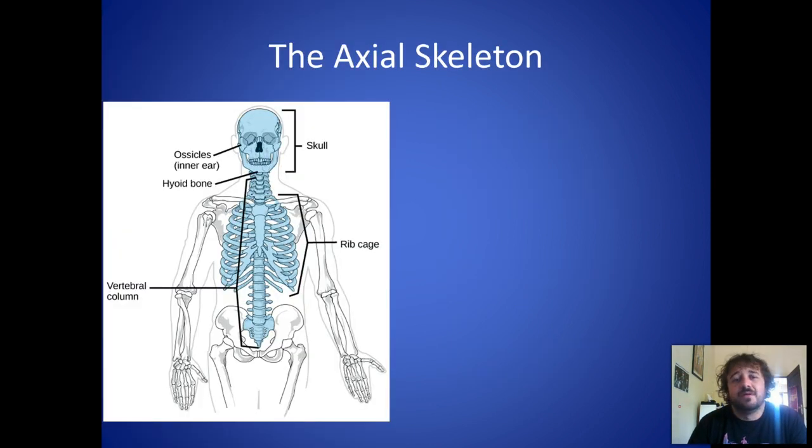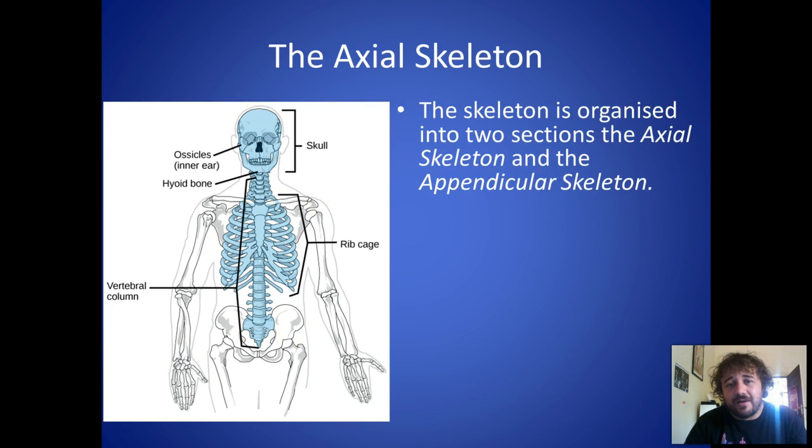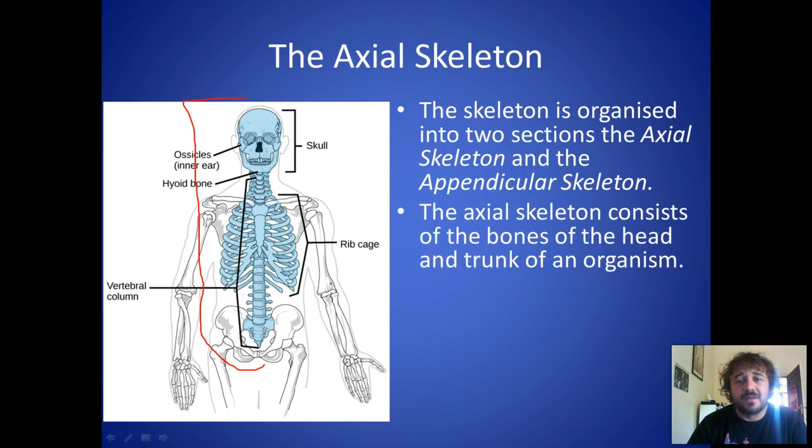So the first of the two organisational components is the axial skeleton, and you can see we've got a diagram of it right here. There's the axial skeleton, that's the main centre that runs down the axis of the body, and then there's the appendicular skeleton, which deals with the appendages, and we'll get to that in a minute.